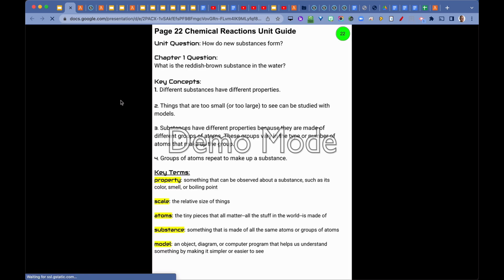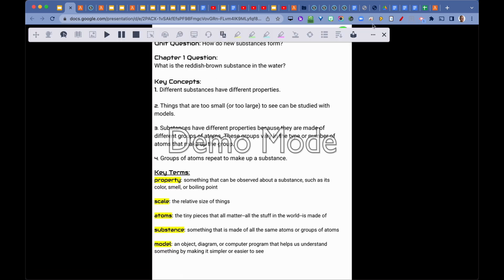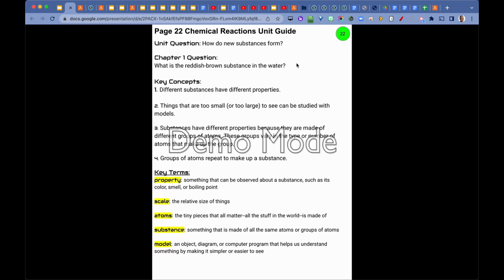Each day, we also add to the unit guide. And so we copy these down in our reference notebook on page 22. So these are the key concepts and key terms that we did this week. And we basically finished chapter 1, which has the question, what is the reddish brown substance in the water?